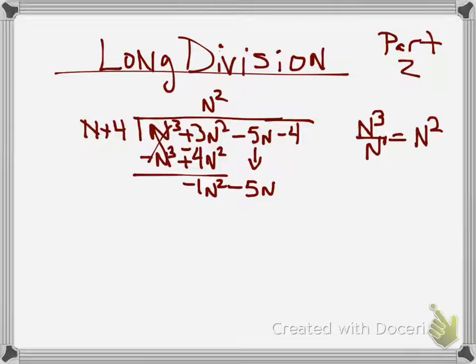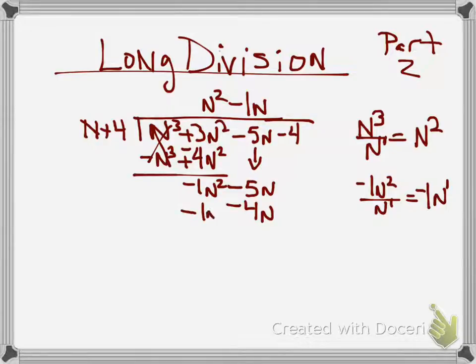Again, put your focus on that lead term, negative 1n squared divided by n. Negative 1 divided by negative 1 is just going to be negative 1. n squared over n gives me n, because 2 minus 1 gives you n to the first power. So I'm going to write here minus 1n. Negative 1 times 4 is negative 4n. Negative 1 times n is negative 1n squared. Again, notice how those lead terms match. Then you change the sign, opposites cancel. Negative 5 plus 4 is negative 1n. Bring down the 4.